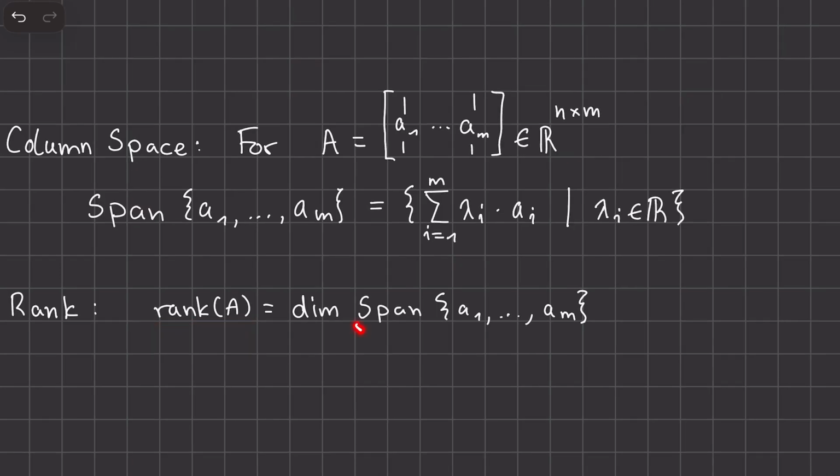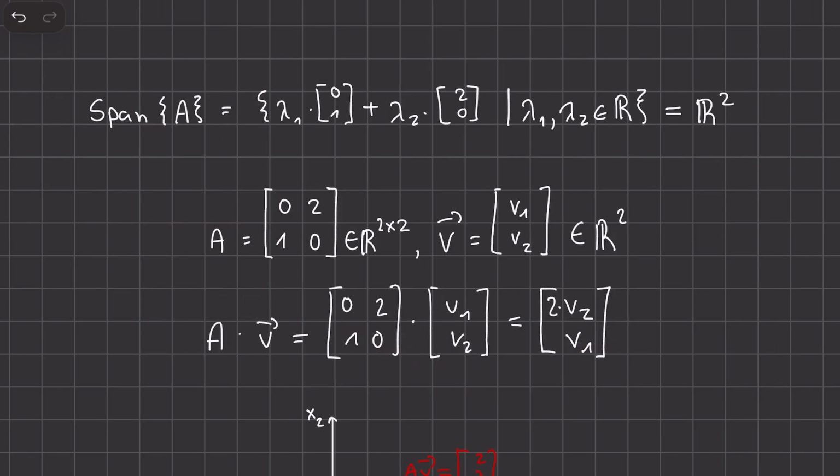We also frequently, instead of writing the span like this, just write it as the span of A, telling us that it's the span of all our columns of A. So written as above, but in a shorter format. Now looking back at our example of the matrix A, its column space would be written like this.